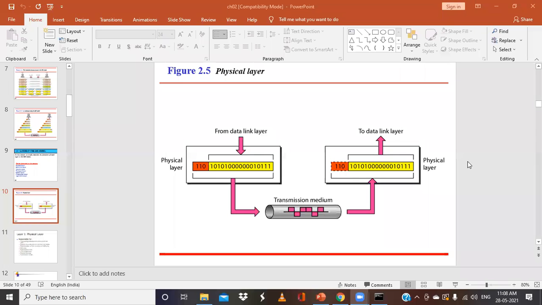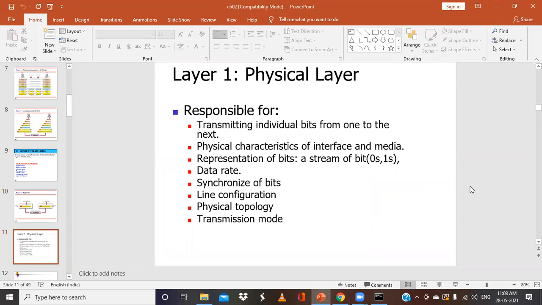So it coordinates the functions required to carry a bit stream over the physical media. It is responsible for making these bit streams. It deals with the mechanical and electrical specifications, so how these zeros and ones are defined, and also the mechanical specifications. It will include the following responsibilities, so let us study these responsibilities.